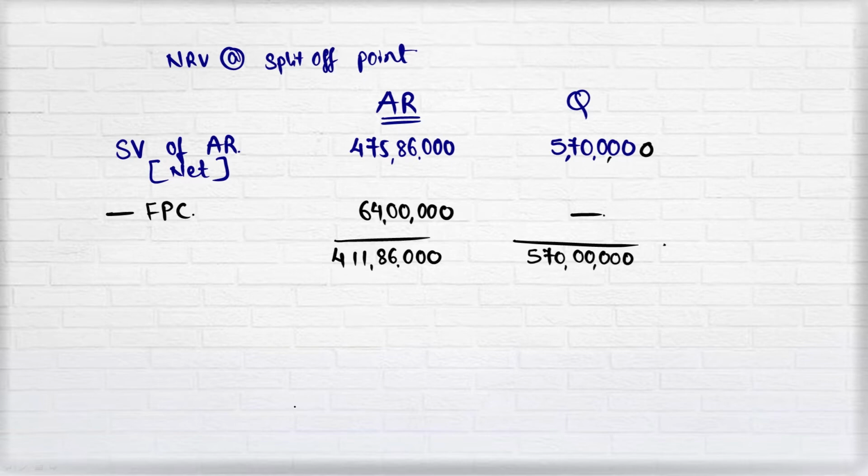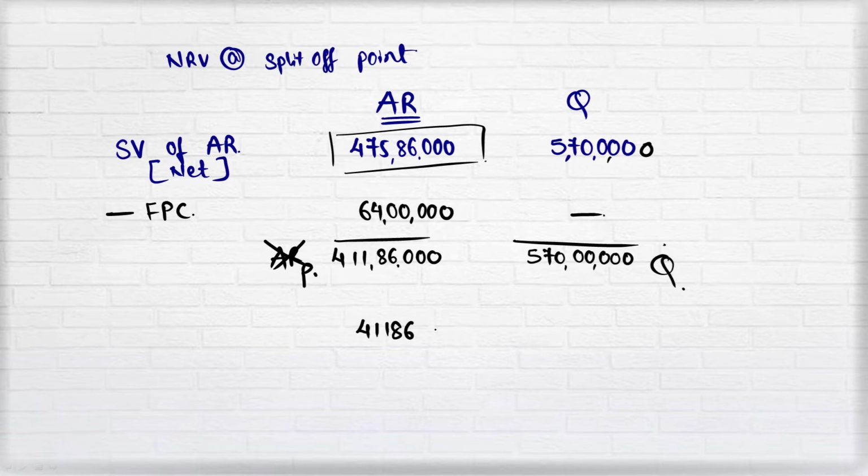Again, understand, think of it like this. From AR, if you remove further processing, it will become P. And now this value is not of AR. This value is of P. This value was of Q. You can distribute it in the ratio of 41186 is to 57000.